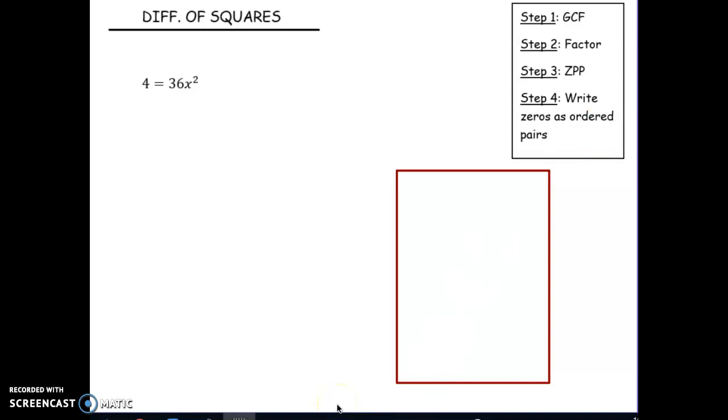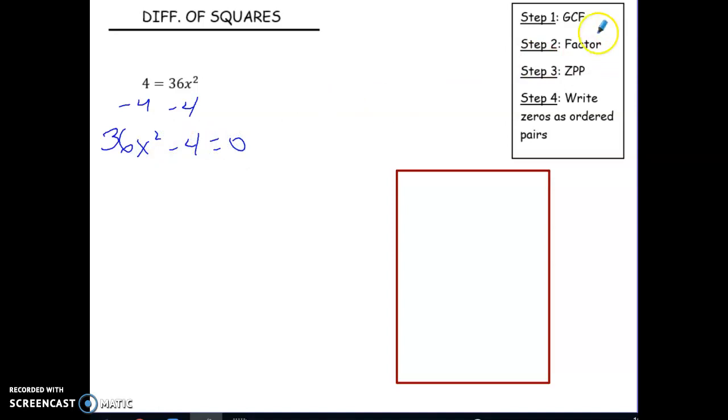Okay, let's do this last one. I went to the second page of Miss Idstein's notes and I picked up this difference of squares problem because there was something special that I wanted to show you guys about this one. All right, so I see that it does not equal 0. So the first thing I need to do is subtract 4 from both sides. So I've got 36x squared minus 4 equals 0.